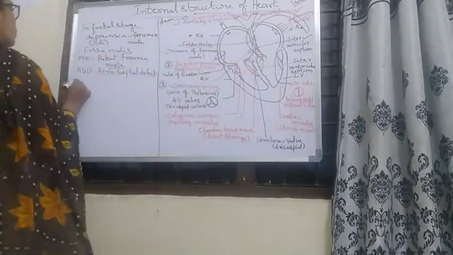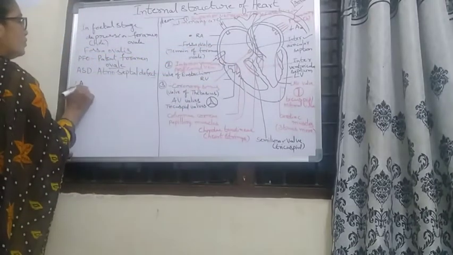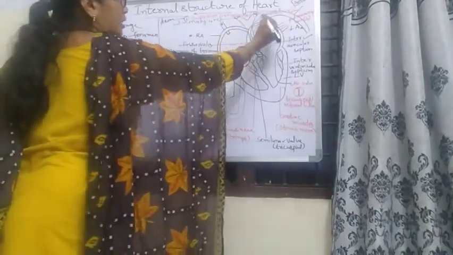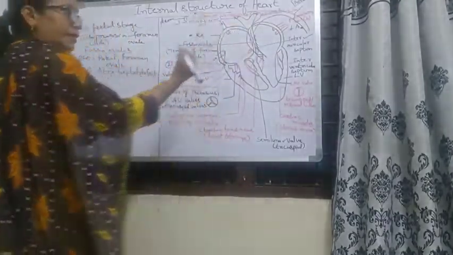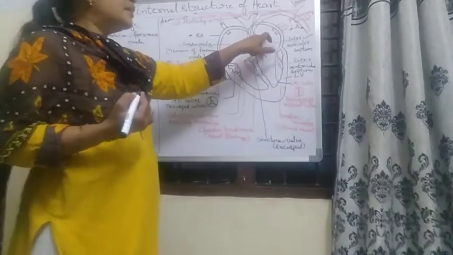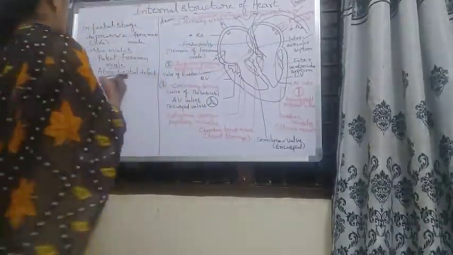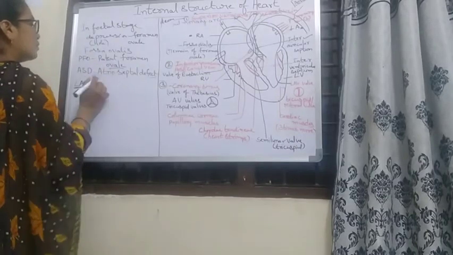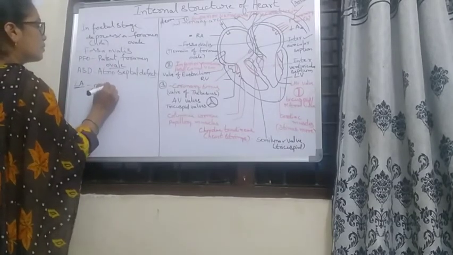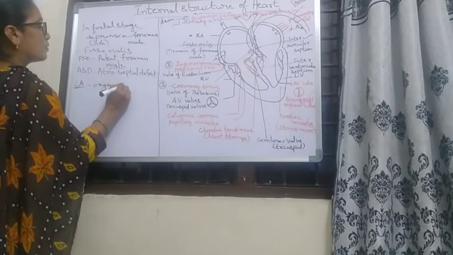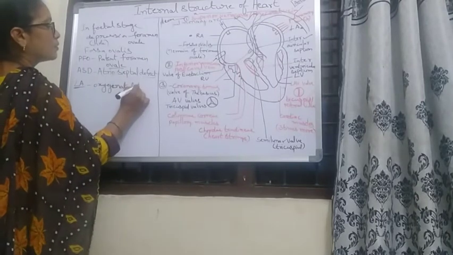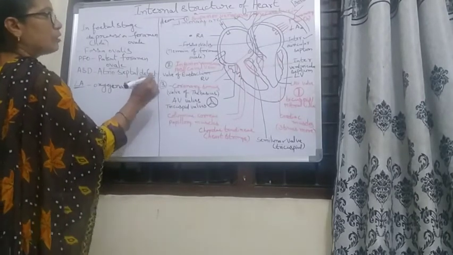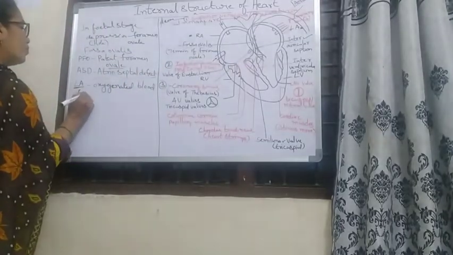Left atrium. The left atrium is smaller than the right atrium. It receives the oxygenated blood from the pulmonary veins.